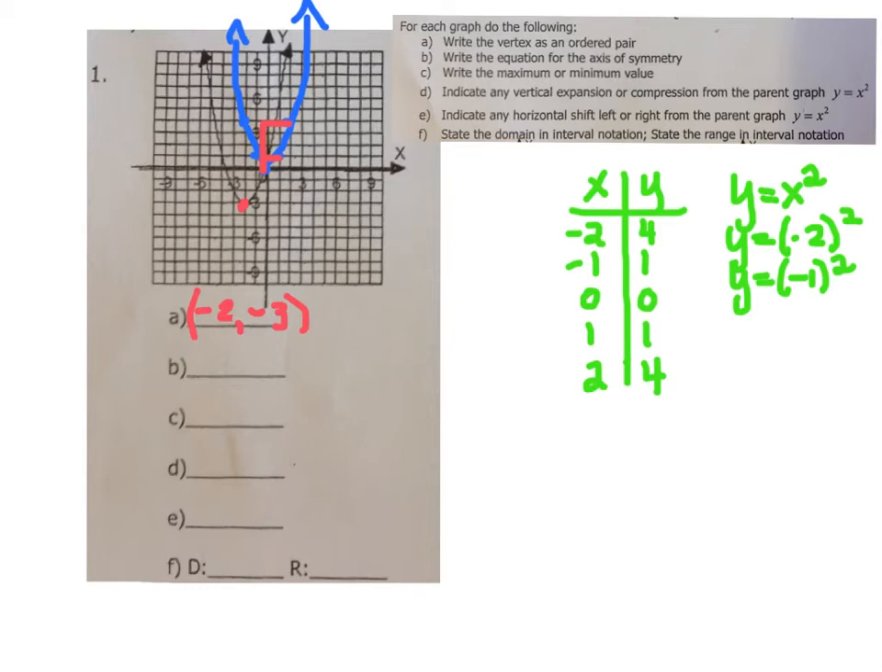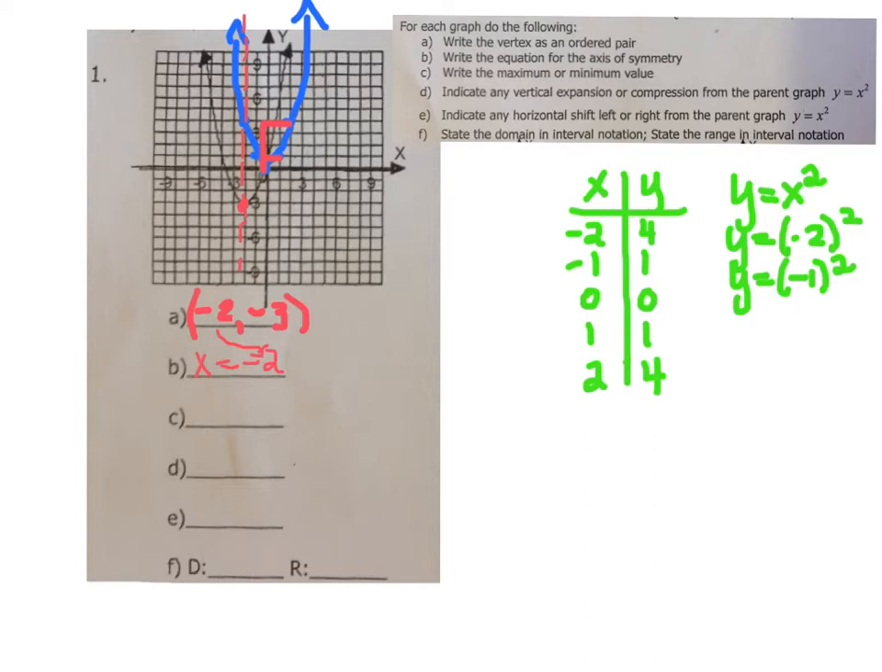Okay, write the equation for the axis of symmetry. So the axis of symmetry is the vertical line that goes right through the vertex. The axis of symmetry is always going to be x equals -2. It's always going to be x equals the x.